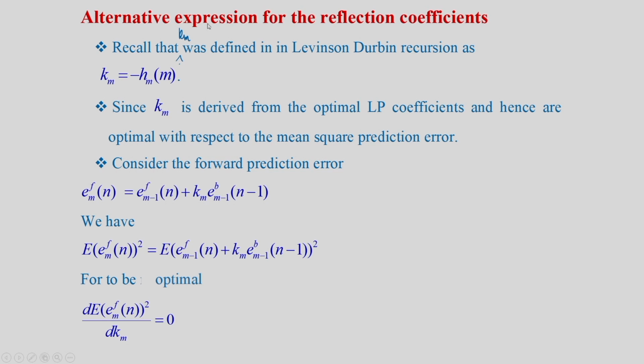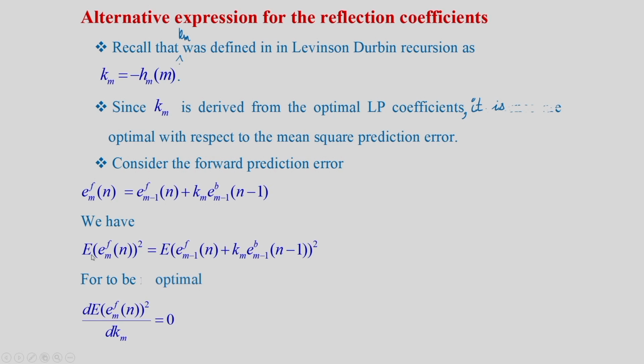Now, we will derive an alternative expression for the reflection coefficients in terms of the forward and backward prediction errors. Recall that K_m was defined in the Levinson Durbin recursion as K_m is equal to minus h_m(m). So, if it is an mth order prediction, that last coefficient with negative sign is K_m. Since K_m is derived from the optimal LP coefficients, it is optimal with respect to the mean square prediction error. Now, let us consider the forward prediction error, that is e_m^f(n) is equal to e_{m-1}^f(n) plus K_m times e_{m-1}^b(n minus 1).